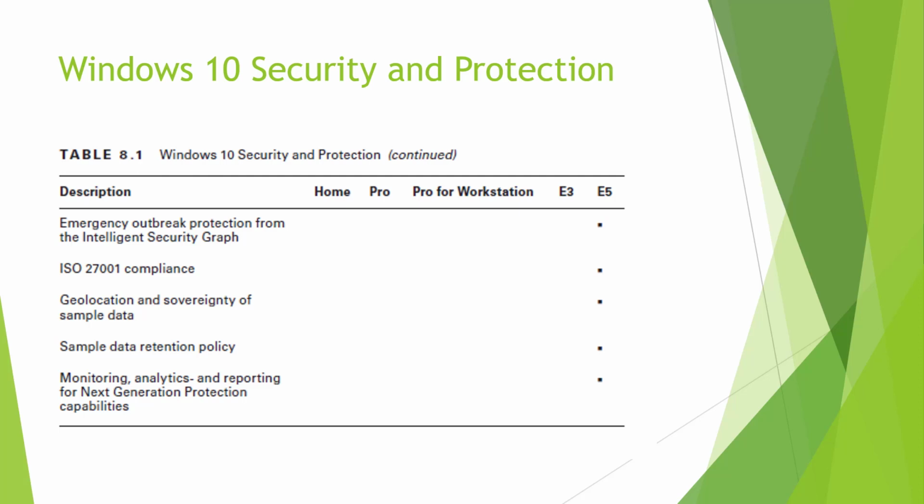We also have things like which versions of Windows have certain compliance requirements. ISO 27001 compliance, that is in E5. You can get certain features in earlier or lesser versions like E3, but a lot of the more advanced protection mechanisms are in the Enterprise or E5.